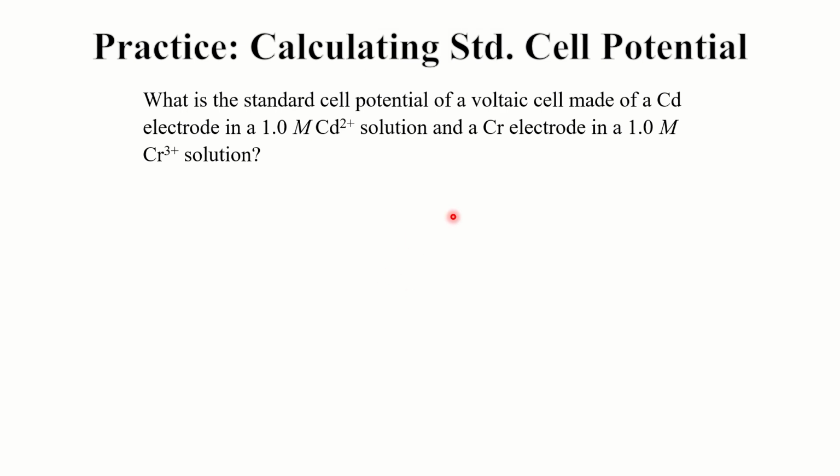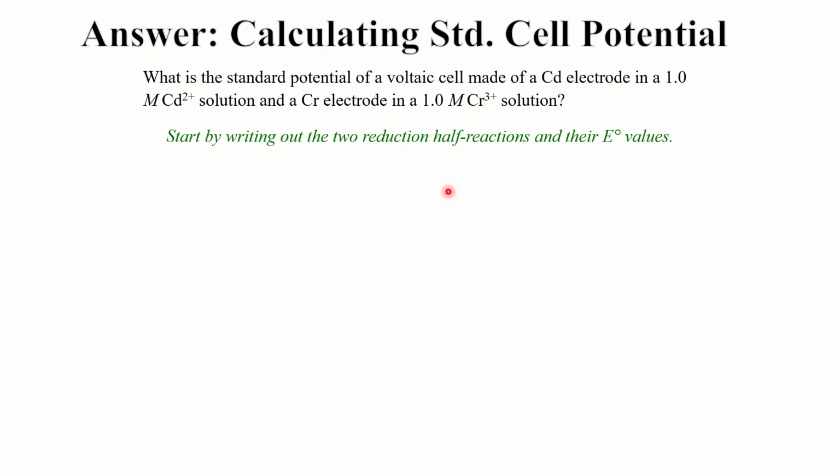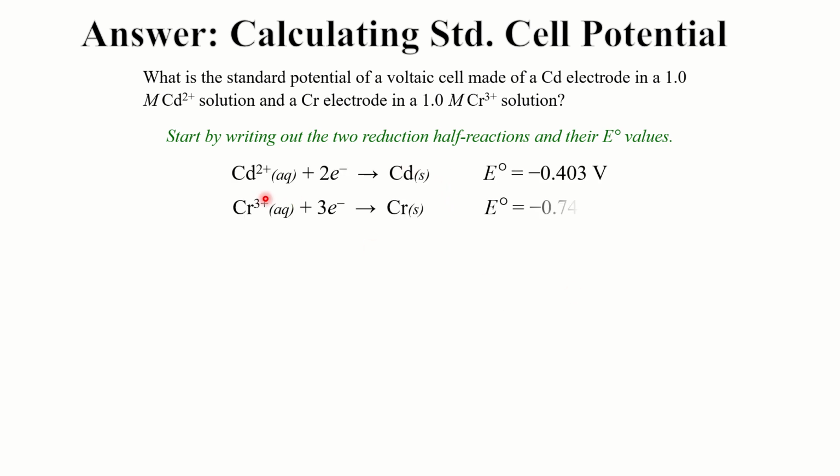All right, let me walk you through the steps. Start by writing out the two reduction half reactions and their E values. So we've got Cd2 plus plus 2e minus forms Cd. This is the cadmium half reaction. It's got a reduction potential of negative 0.403 volts. And then chromium, Cr3 plus plus 3 electrons forms Cr. It has a reduction potential of negative 0.744 volts.